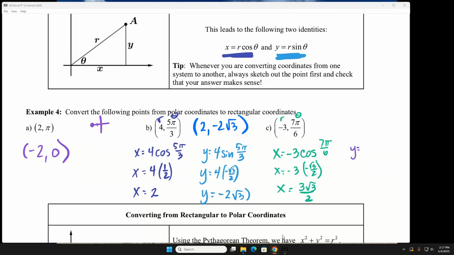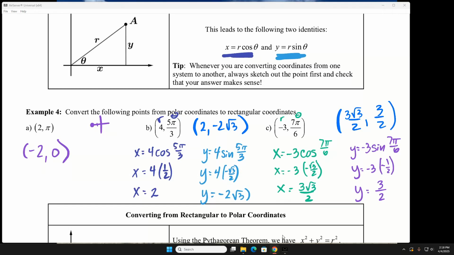All right, and then y is going to be negative 3 times the sine of 7 pi over 6. All right, and all sines of pi over 6 angles are either 1/2 or negative 1/2. In quadrant 3, sine is going to be negative 1/2. So that's going to simplify a little bit to 3 pi over 2. So the rectangular coordinates for that point are 3 square root of 3 over 2, comma 3 over 2.